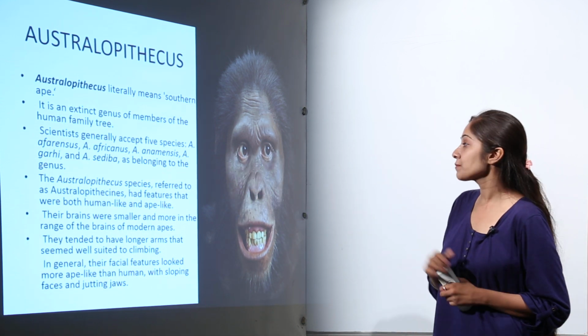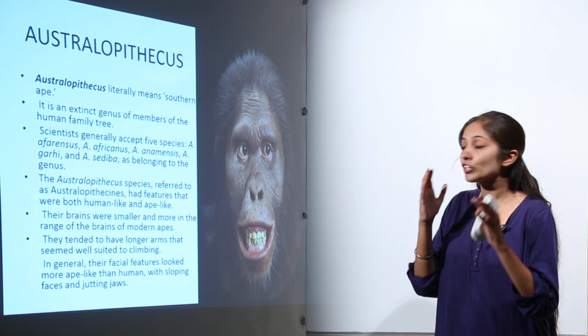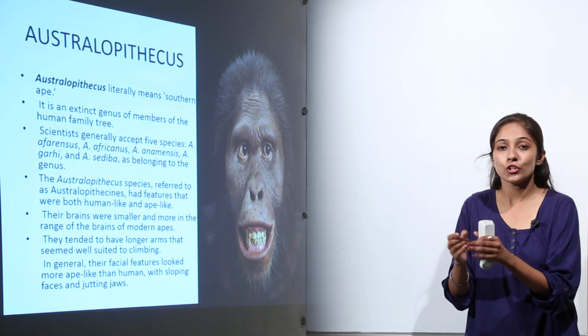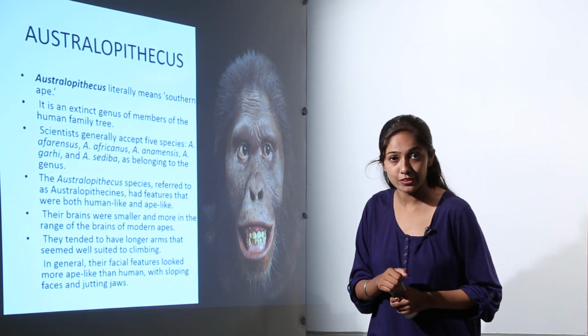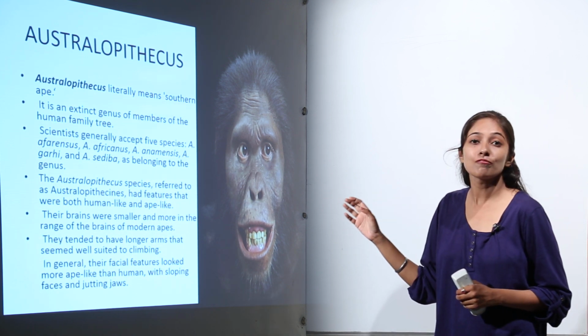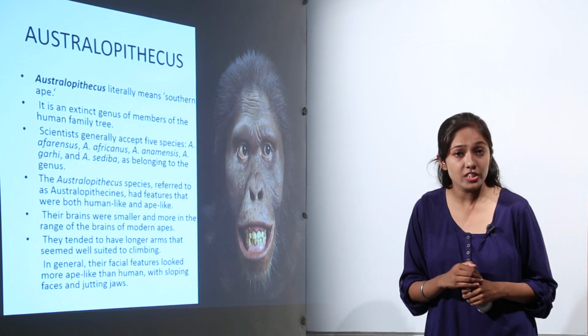Australopithecus species, referred to as Australopithecines, had features that were both human-like and ape-like. So, they had both human-like features and ape-like features. Their brains were smaller and more in the range of the brain of modern apes. They tended to have longer arms that seemed well suited to climbing.